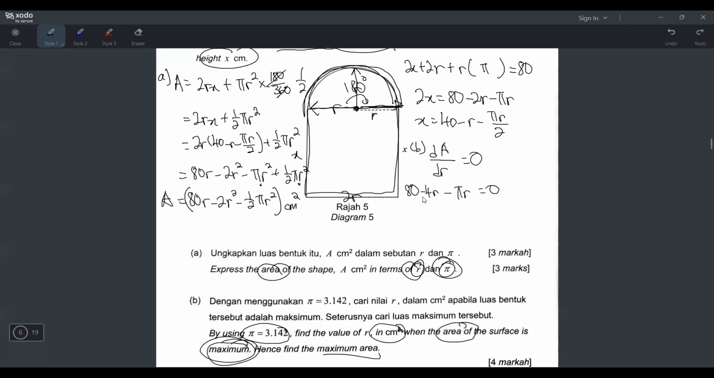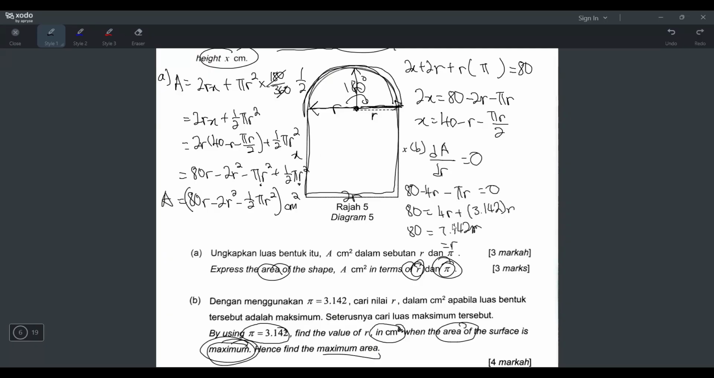And now you can find your r, right? But do you remember they said you can use 3.142. So what we can do is move the 4r and pi r to the other side so that it becomes positive. So it becomes 4r plus pi r like this. And then the pi, I just put 3.142. And then 4 plus 3.142 is 7.142r equals 80. And now we can find our r. Just press calculator, 80 divided by 7.142.